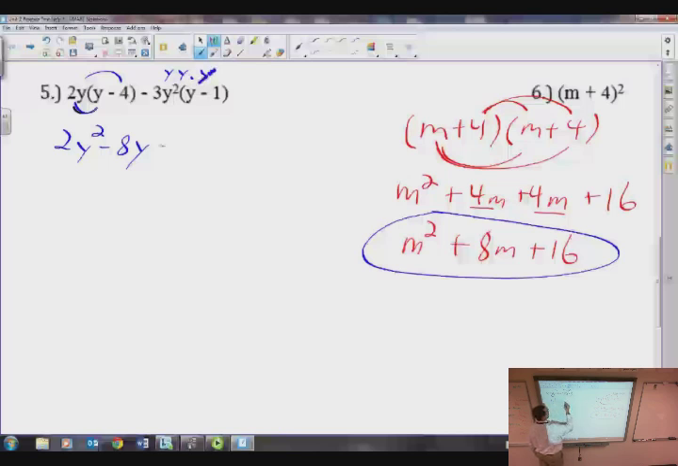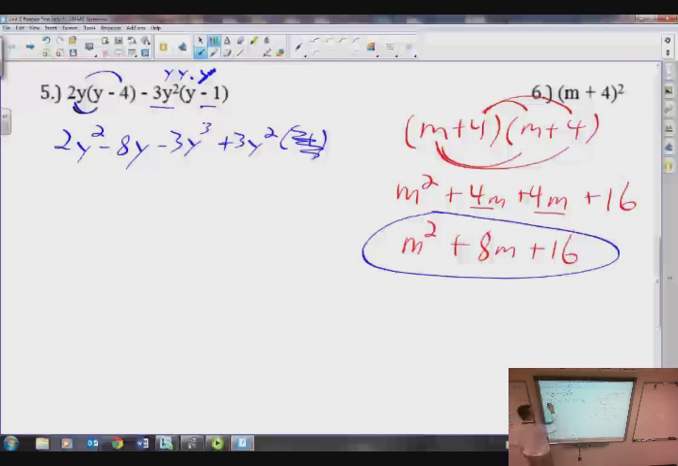So then we get minus 3y, 3 of them, so 3y cubed. And then negative 3y squared with a negative 1, tricky. So negative 3y squared with a negative 1. Oh, well, that's just going to make it a positive 3y squared, right? And then we can get rid of that negative 1. Nice.